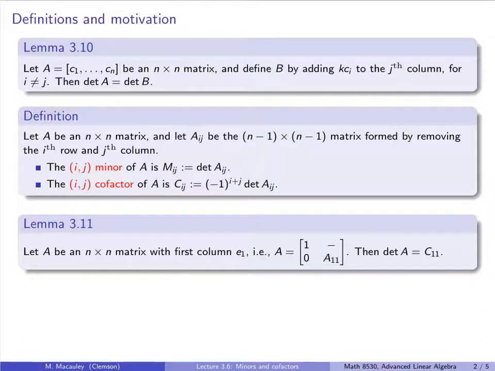Okay, so let's prove that. First thing to do is to use Lemma 3.10, and it says we can take this first column and multiply it by suitable scalars and zero out all of these entries up here. So we can subtract suitable scalars of this column from the other columns and get zeros here. And so now we have reduced the problem to showing that the determinant of this block diagonal matrix is C11. Okay, so how do we do that? Let's define a function.